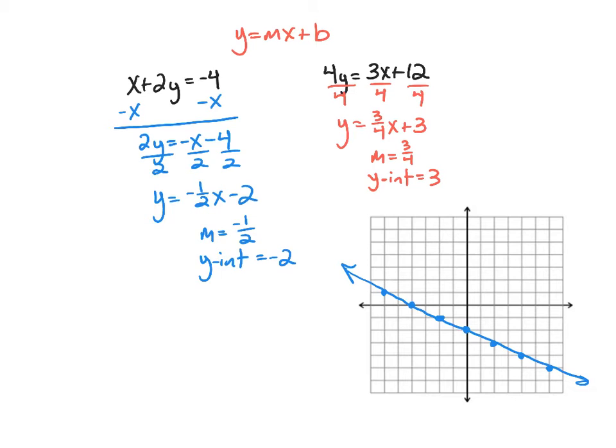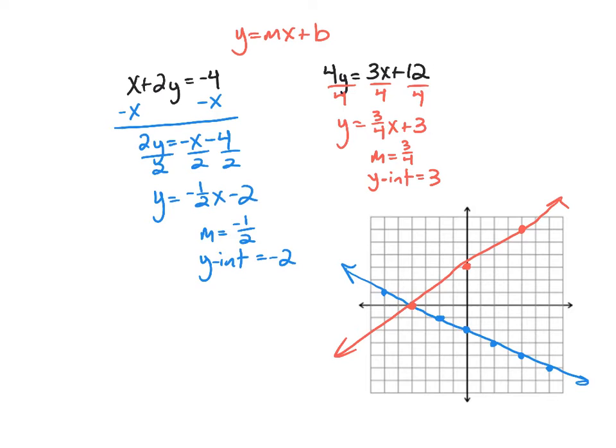Then I'm going to move on to the red graph. So I'm going to start at positive 1, 2, 3, go up 3, 1, 2, 3, over 1, 2, 3, 4, and go down 3 and back 4. Okay, and make a line through those points.